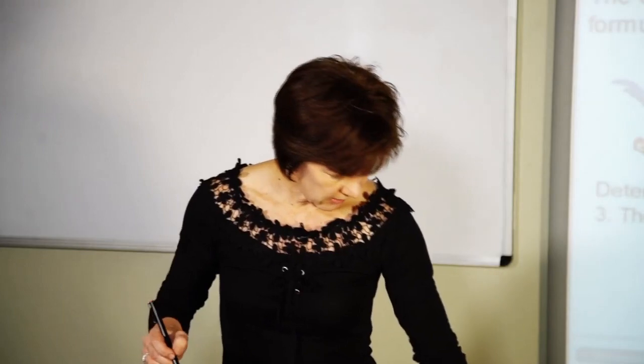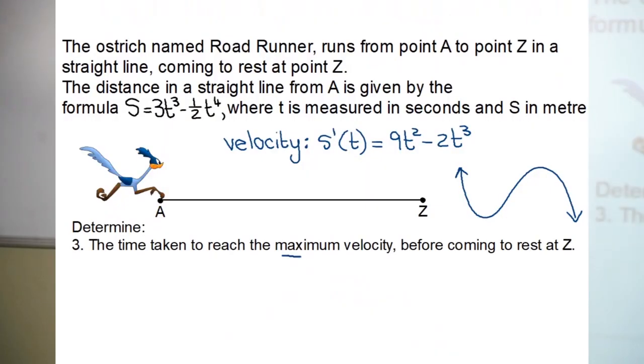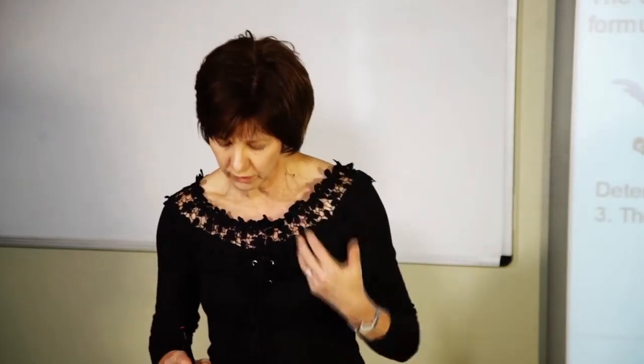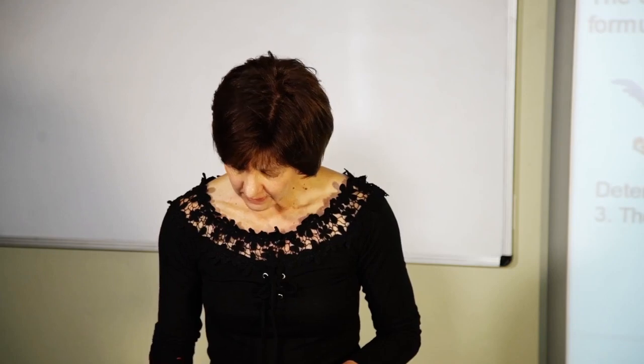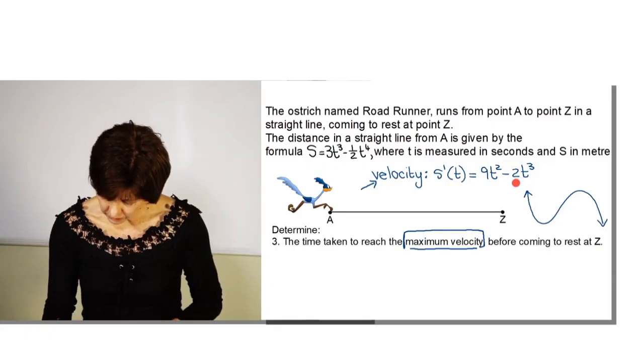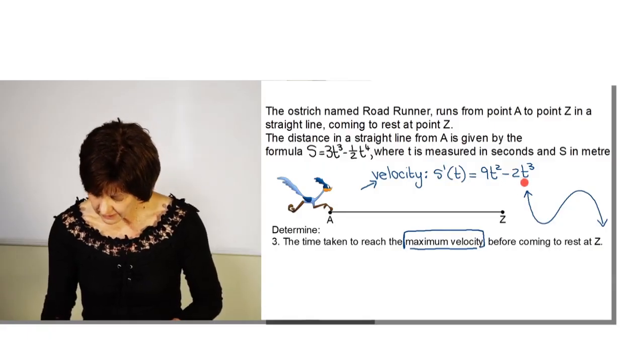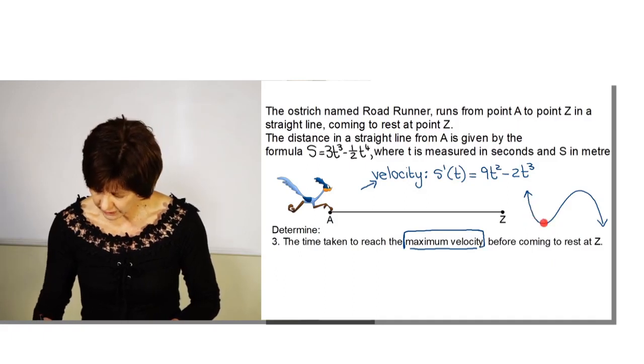The next question that I have says I have to determine the time taken to reach maximum velocity before it comes to rest at this point Z. So remember, the moment they say maximum, I'm determining the maximum of the graph. For the velocity graph, we have the equation because we used it previously. I see it's actually a cubic graph, and a cubic graph has this shape.